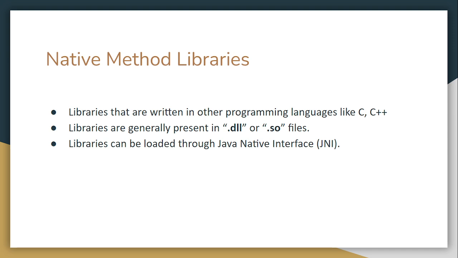Next is native method libraries. Libraries that are written in other programming languages like C, C++. So these libraries are generally present in .dll or .so files. These libraries can be loaded through Java native interface.